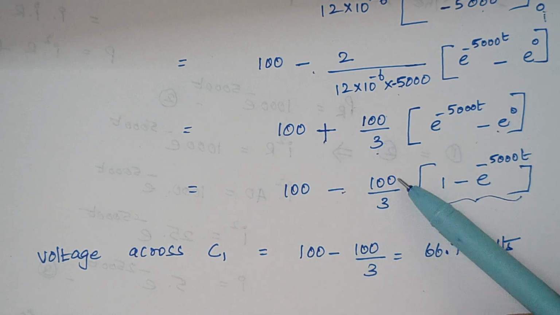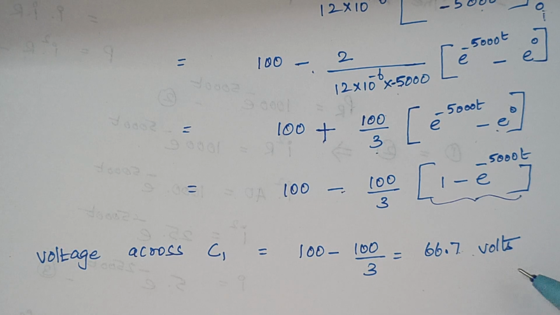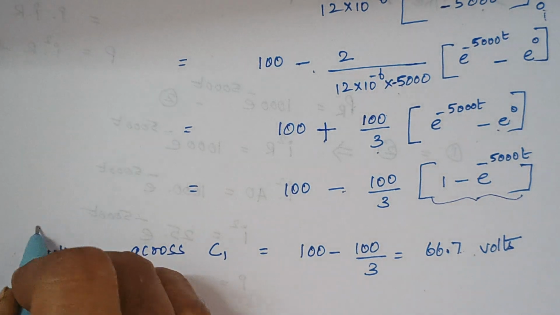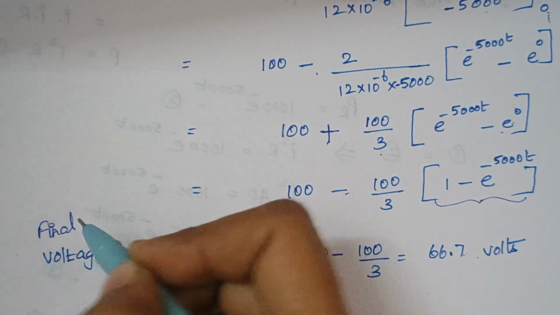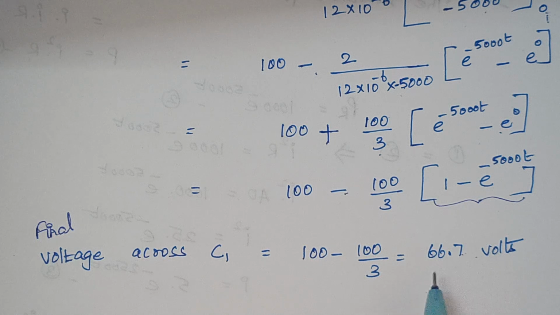So 100 minus 100 by 3 gives the answer as 66.7 volt. This is the final voltage across the capacitor. You just write final voltage so that you won't get confused. The initial voltage is 100, and after some dissipation, after giving the circuit a flow of current, its value gets reduced to 66.7 volts.